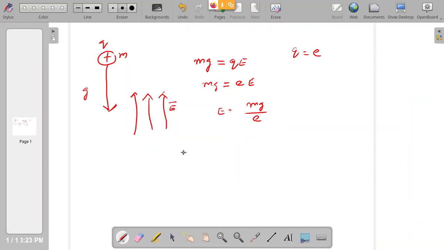So 1 Newton per coulomb is the same as 1 volt per meter. Both are equivalent units for electric field.